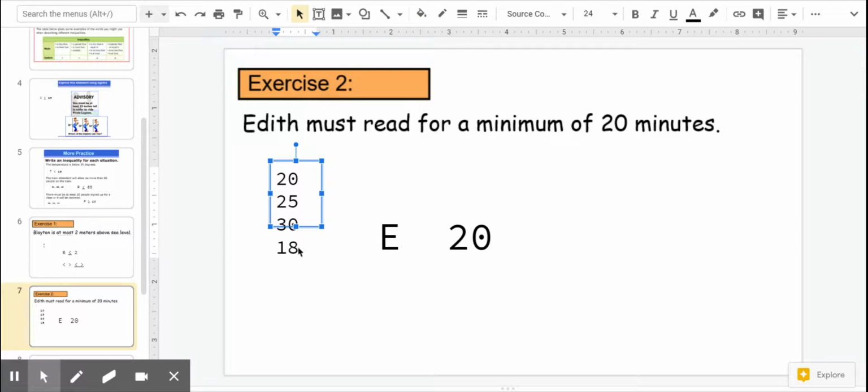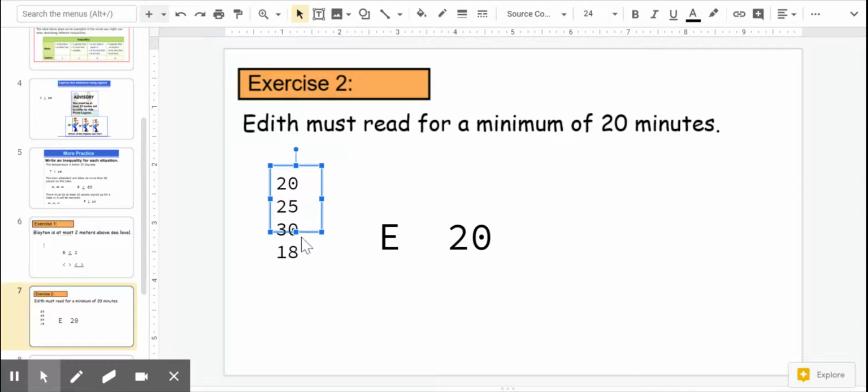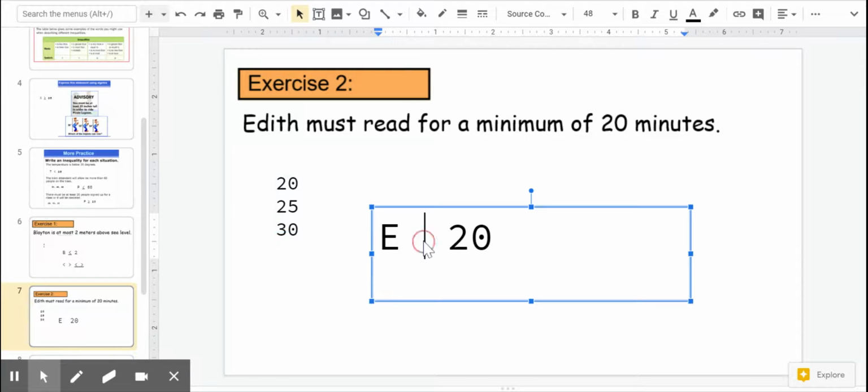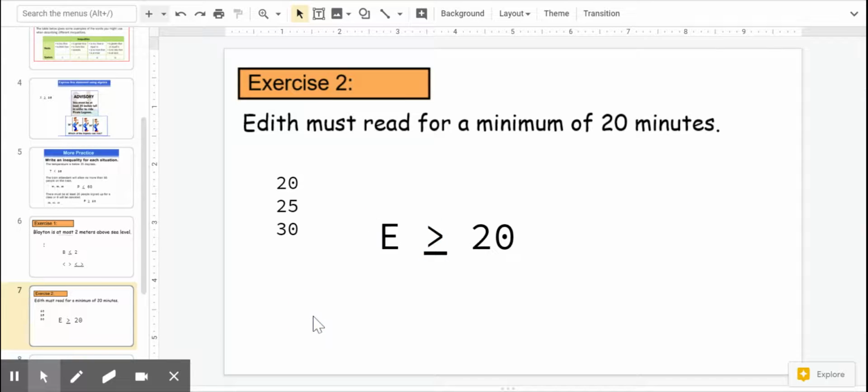So when I look at this here, if she must read for a minimum of 20 minutes, 20 would work, 25 would work, 30 would work. However, if she only read for 18 minutes, I don't think her ELA teacher is going to be very happy with her. So that one would not work. So in the middle here, it looks like I want numbers that are all larger than 20. So I'd put the greater than symbol. However, it could also equal 20. If she read exactly 20 minutes, her ELA teacher would still be happy. So that would be greater than or equal to 20.